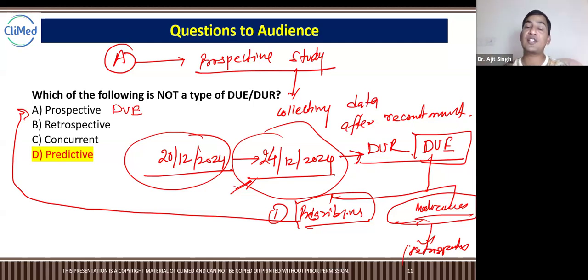After dispensing, why is it called retrospective? Simple method, simple formula, simple understanding: whatever was supposed to happen has already happened. Now you are correcting the mistake in the past. Understand this way: you are correcting or evaluating the mistake of the past after dispensing. That's why it is prospective and retrospective.